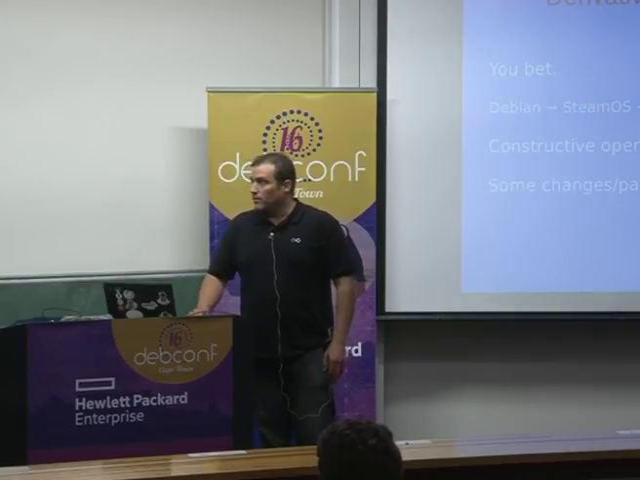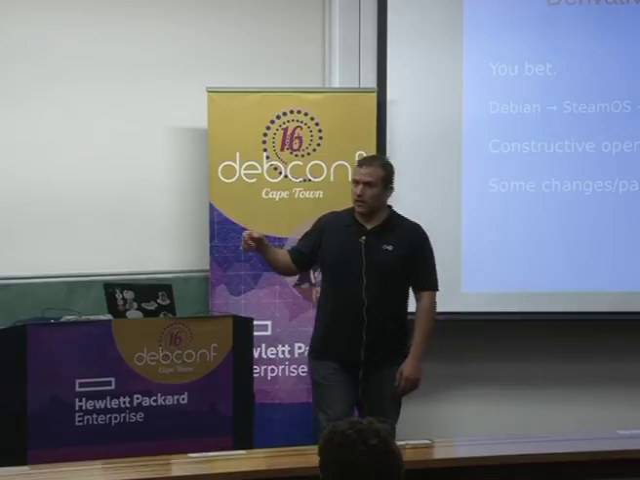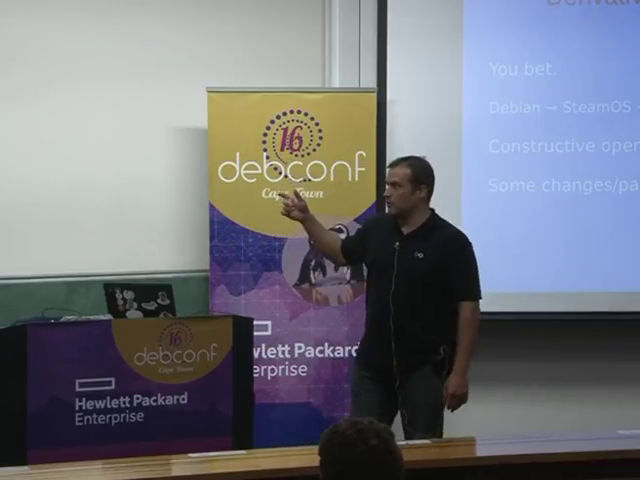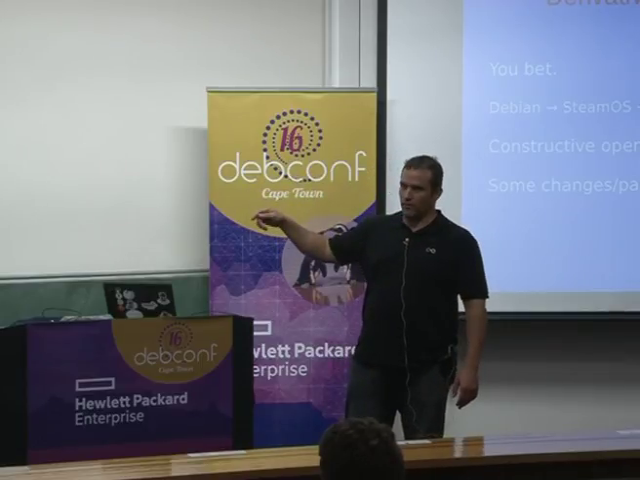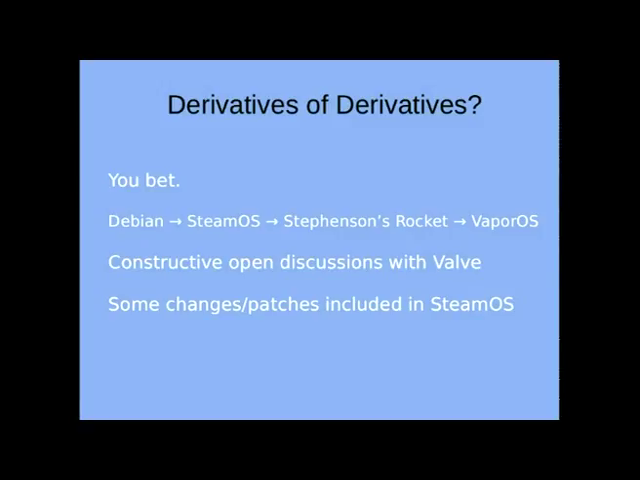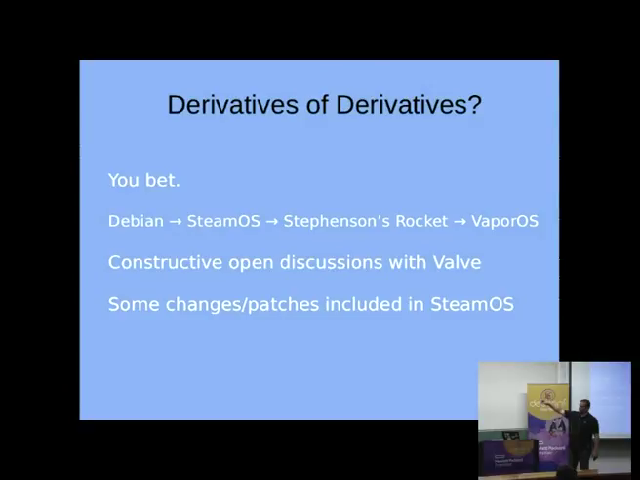So we have to keep in mind that from Debian we have SteamOS, and then from SteamOS there's Stevenson rocket, and from Stevenson rocket there's VaporOS. So we have derivatives of derivatives. So the thing is growing, and the family is going farther away than we might think. So we all start in Debian. So by contributing to Debian, you ensure that many derivative lines will pick up your fixes.